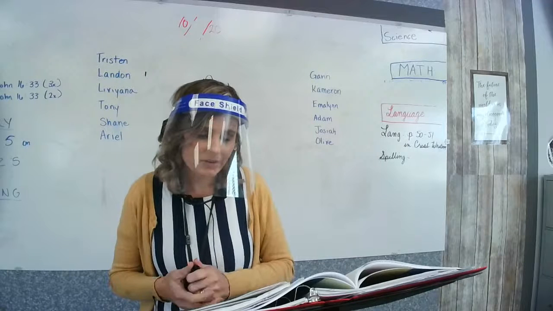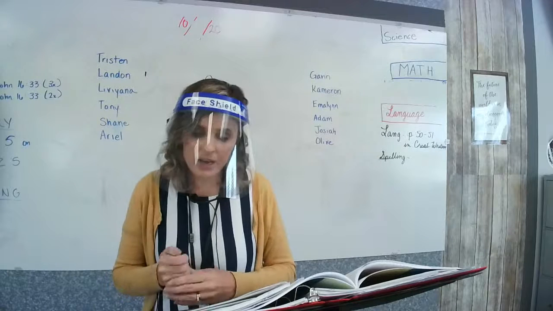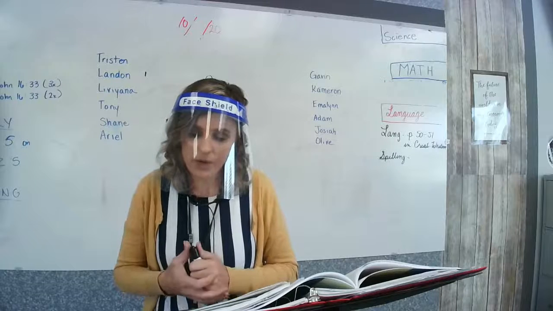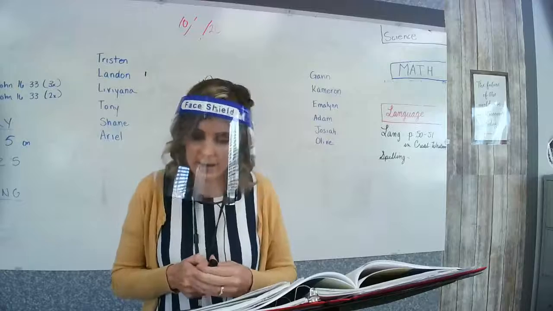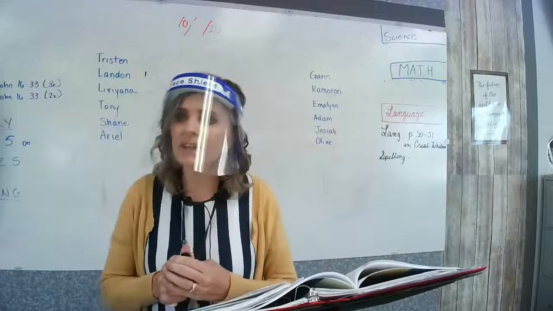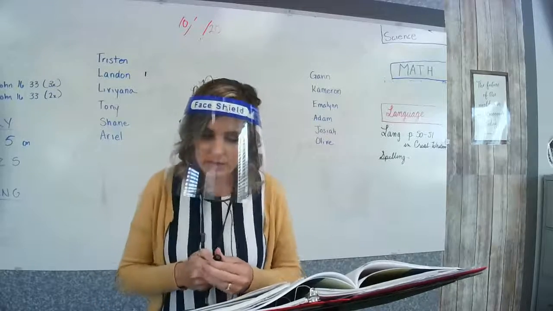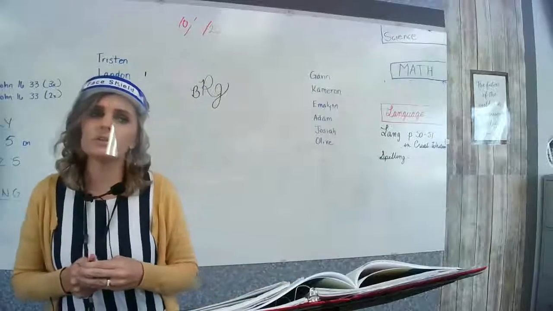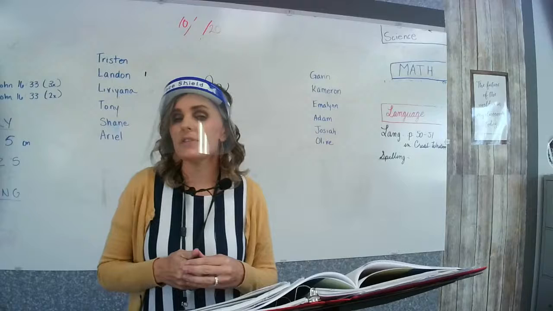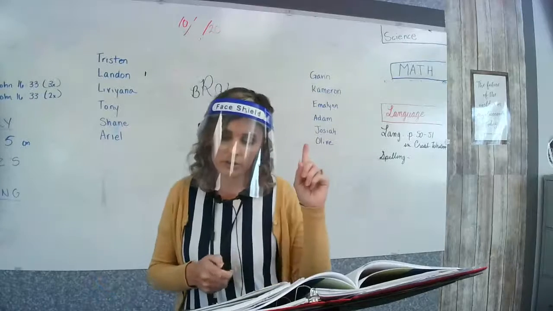Number 20, what is this word, guys? Say it nice and loud. Thank you, Liviana. Able to be trusted or what? Reliable. Thank you, Adam. Able to be trusted or reliable. If I said, Olive is very responsible, that means I can trust her. She's reliable. If I tell her to do something, I don't have to ask her twice. I know she's going to get the job done the first time.